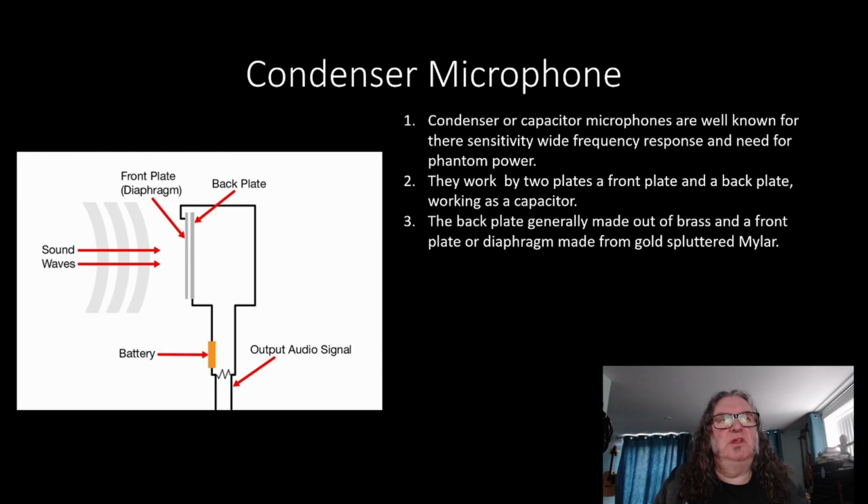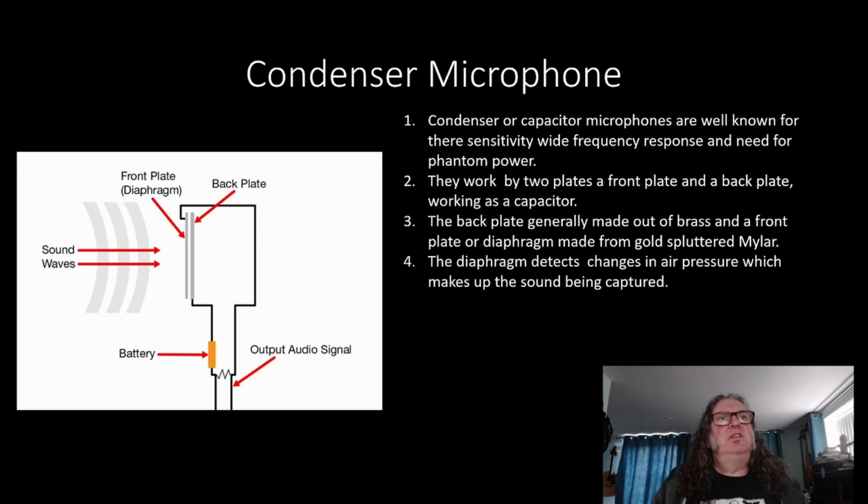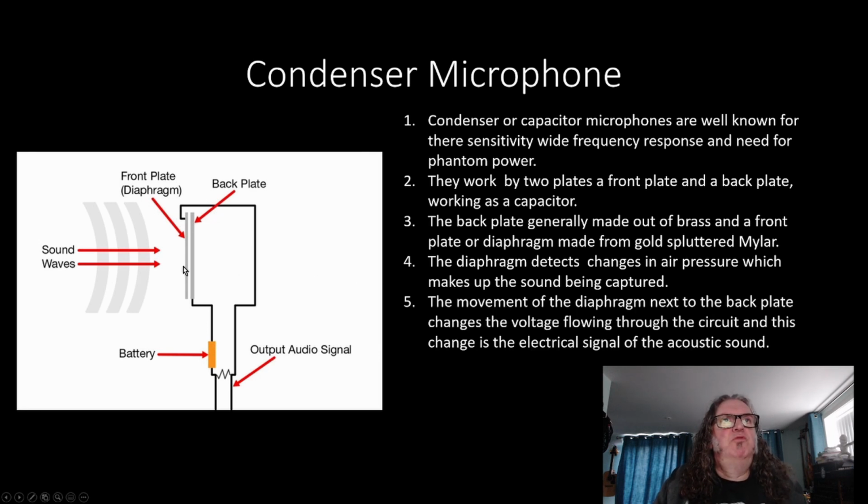Obviously it's going to need to be thin stuff, and one of the things, as you start getting your hand in your pocket for mics, is the use of gold sputtered mylar. Sounds dead expensive. The diaphragm detects the change in air pressure, which is a representation of the sound being captured. The movement of the diaphragm next to the backplate changes the voltage flowing through the circuit, and this change in electrical signal is the electrical output of the acoustic sound.